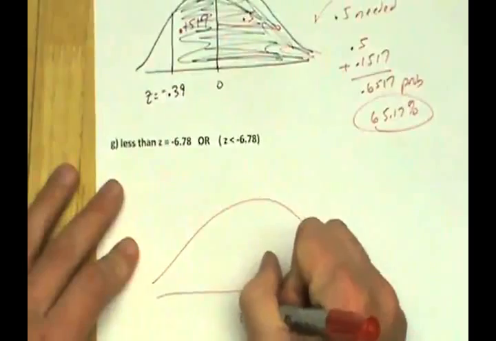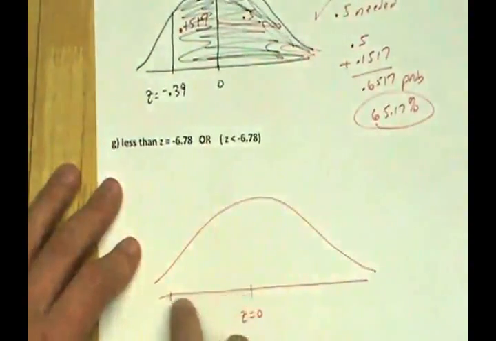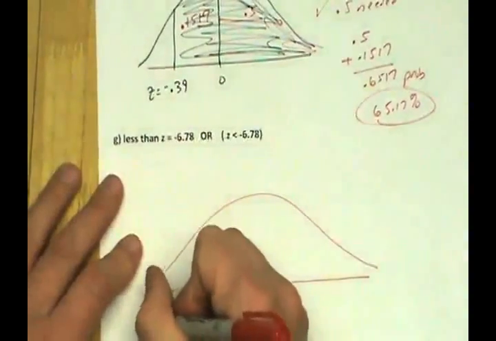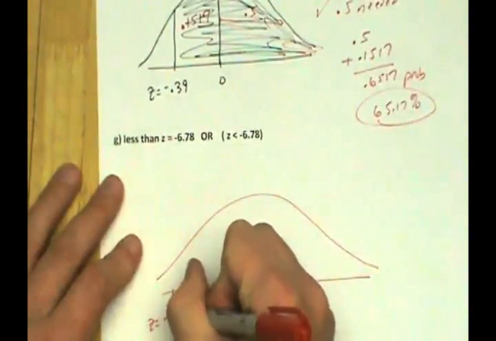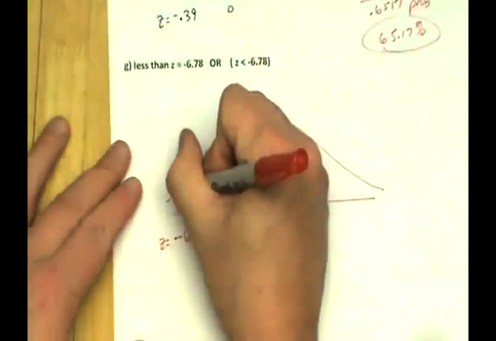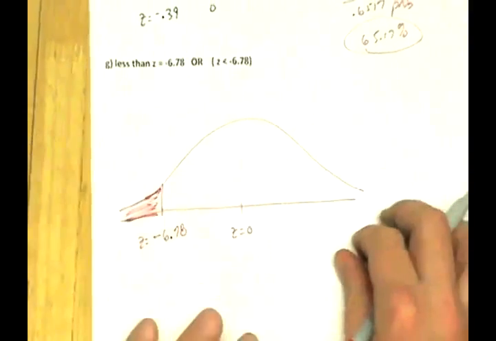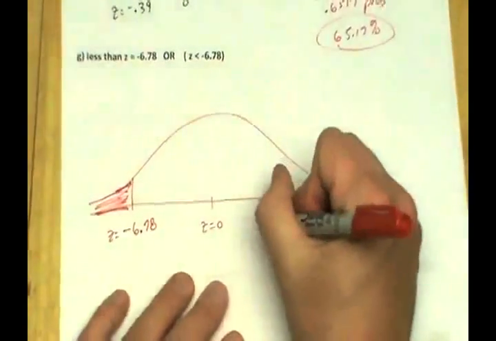So middle is 0. Negative 6.78, see, that's beyond 3 ticks. So that's why I say you can have anything beyond 3. So we're over here, negative 6.78. We want to go less than, so that's left. Got it?